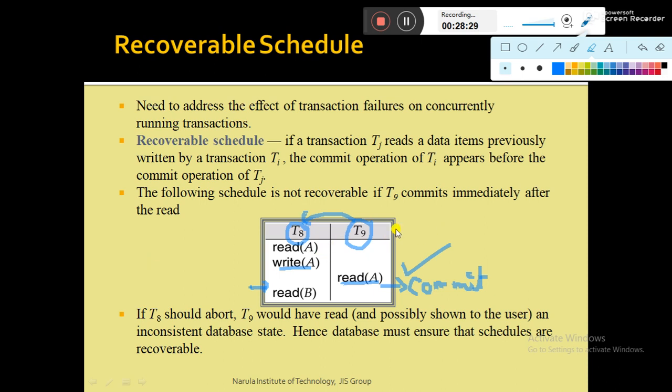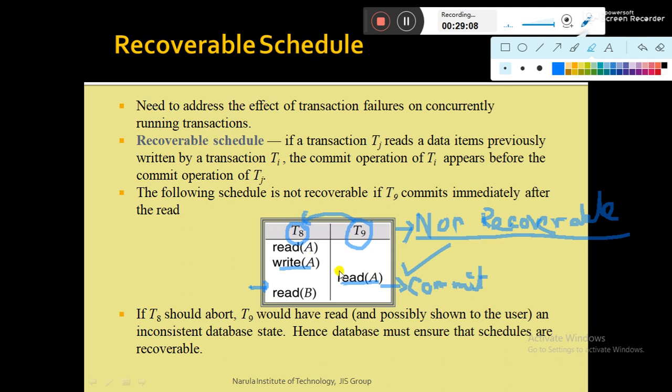Non-recoverable schedule. And that kind of schedule is not desirable. A non-recoverable schedule is not at all desirable in a system. So what we have to do is design a schedule which is a recoverable schedule.